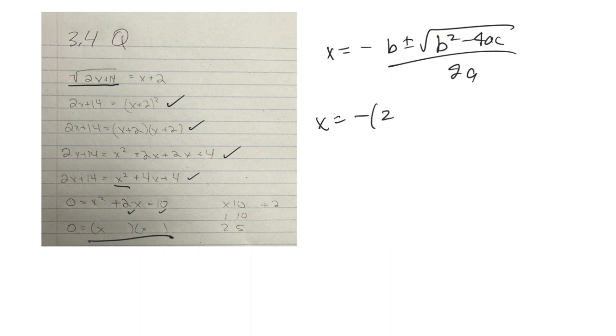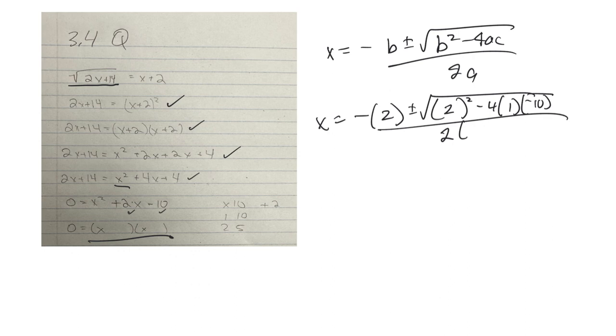B is a 2, plus or minus the square root of b, which is 2 squared, minus 4. A is 1 and c is negative 10. All over 2 times a, which is 1. Okay, so it's minus 2 plus or minus the square root of 4 plus 40, so 44, over 2.